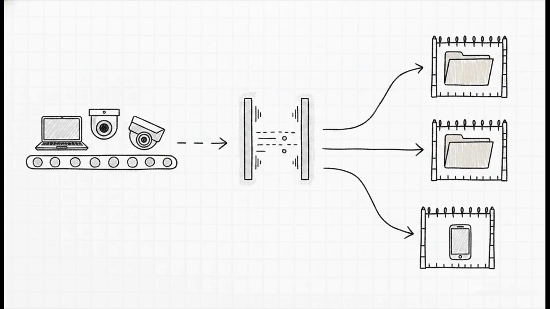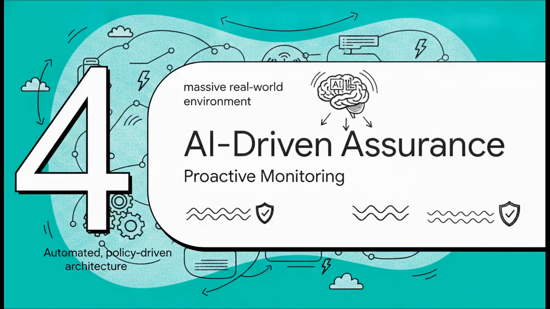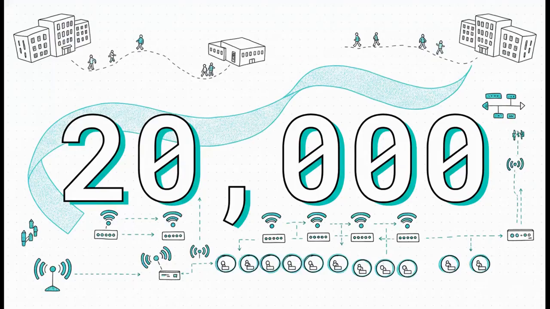No manual intervention required. Finally, let's hit Section 4, AI-driven assurance, looking at real-world scale and proactive monitoring. To really grasp the scale of this, picture a massive university campus. You've got 20,000 students, 2,000 access points, 500 switches, and hundreds of classrooms. As these students roam the campus, walking from their dorms to lecture halls, the automated fabric ensures they stay seamlessly connected without dropping a session. Managing that kind of mobility manually, literally impossible.